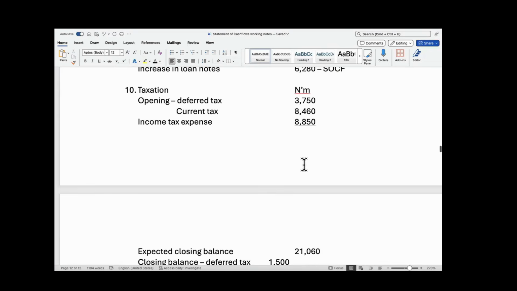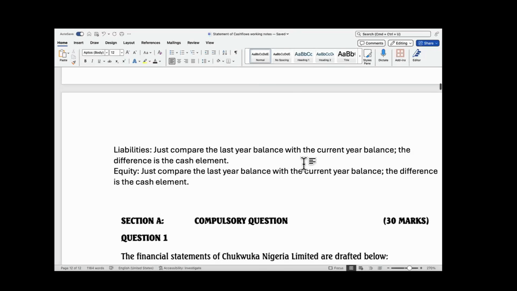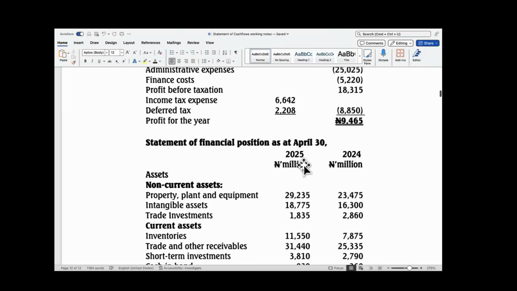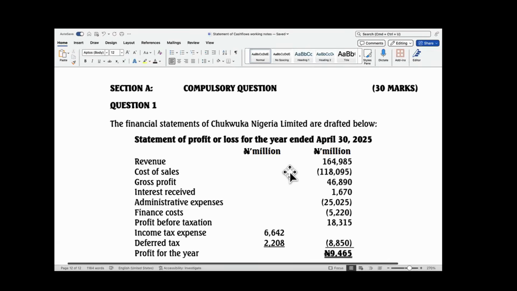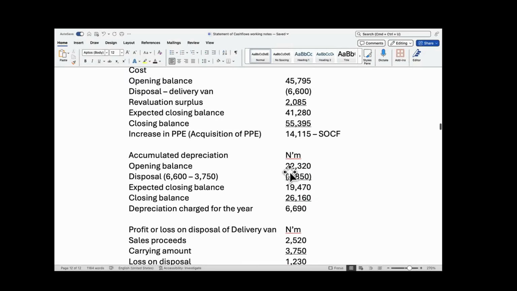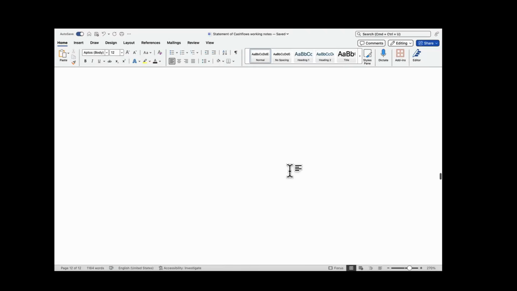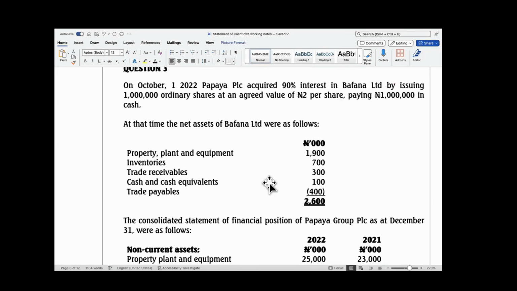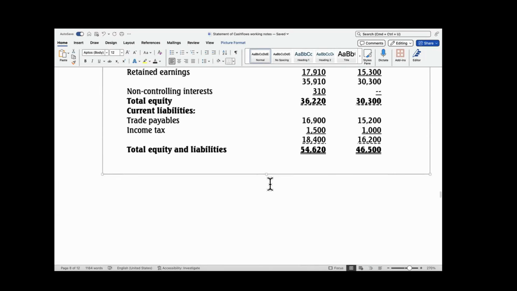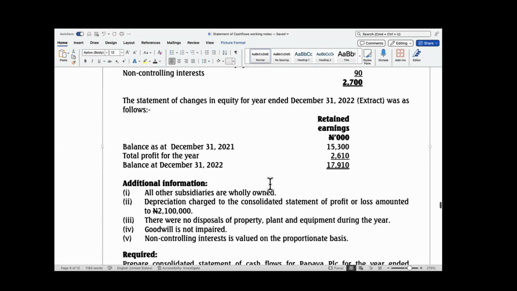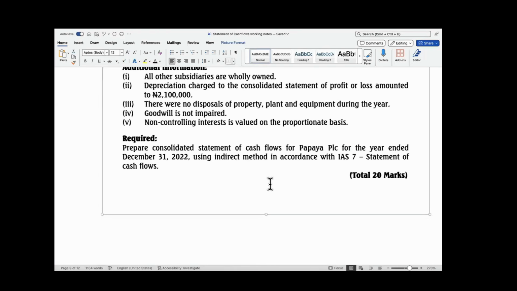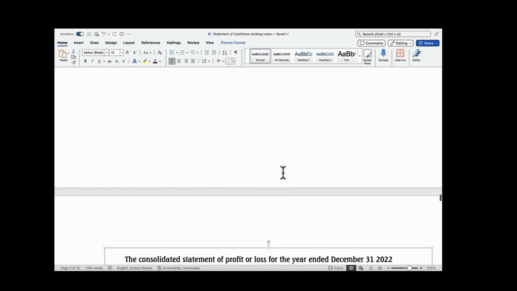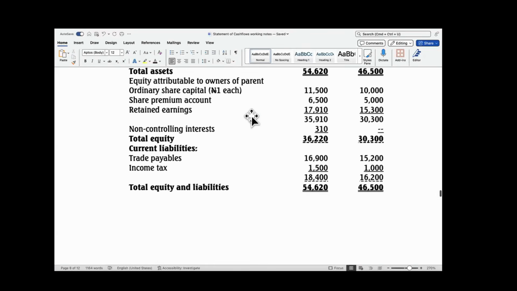Then when we come next week Sunday, we're going to solve this question 3. We're going to solve 2 questions on consolidated equivalent of cash flows. Then we'll be done with statement of cash flows.